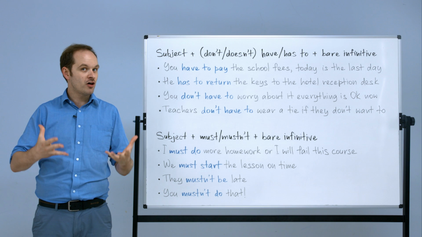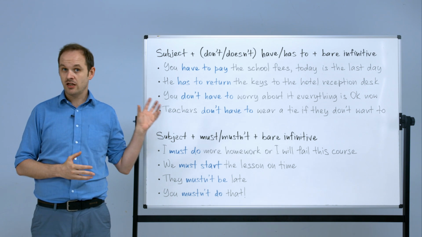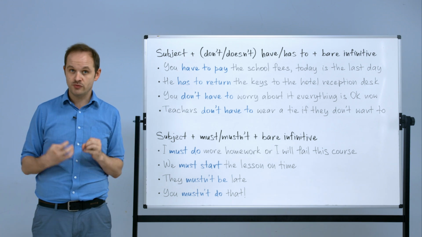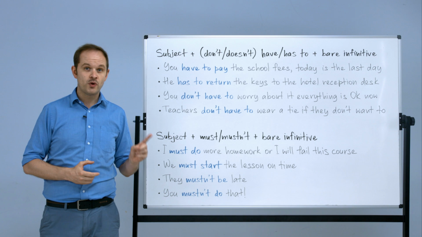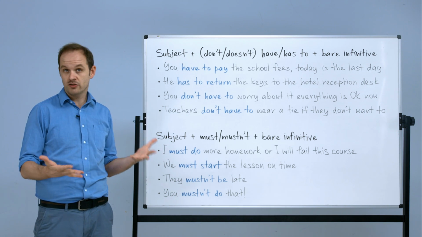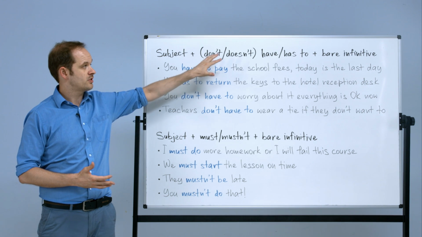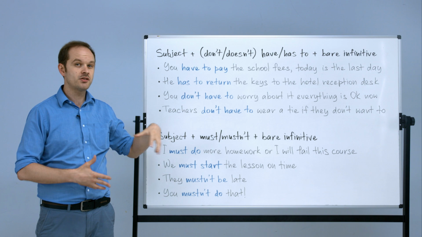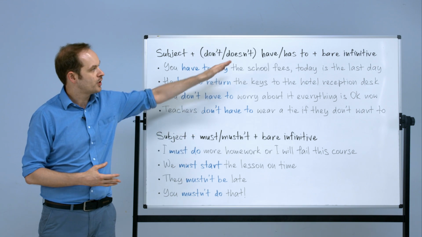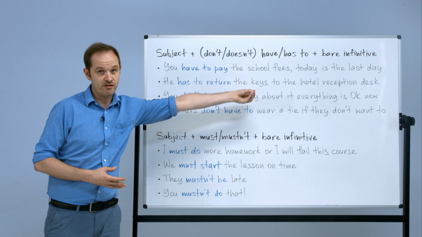Now, when we're describing these situations, internal and external rules, this is the kind of grammar that we use. And first, we're going to look at the rules that come from the outside. To do this, we use have to or has to. Now, the form of these sentences looks like this. Subject. In the negative, we use don't and doesn't, which we'll talk about in a minute, because the negative form is not actually the opposite of have to. We use have or has in the third person with to and then a bare infinitive.